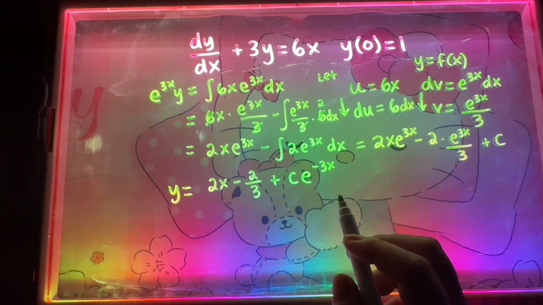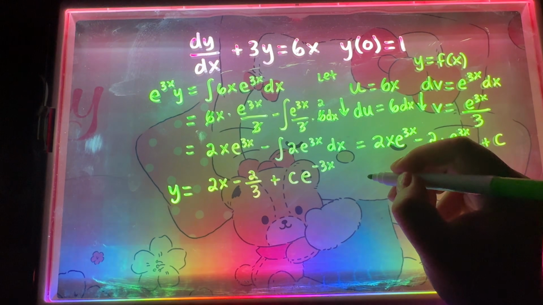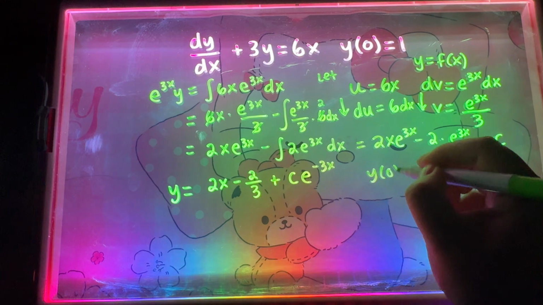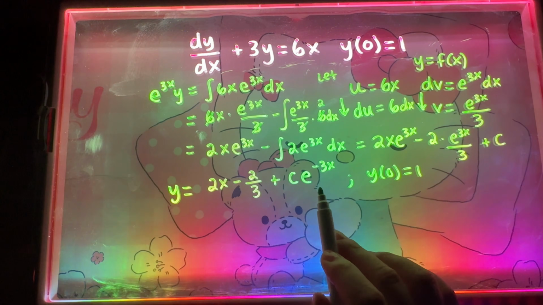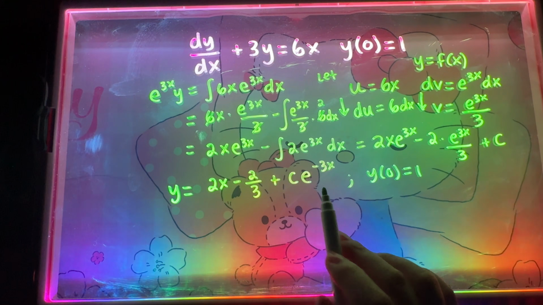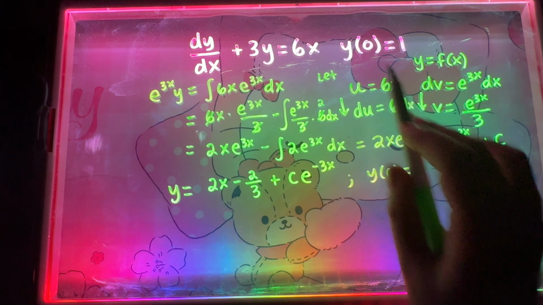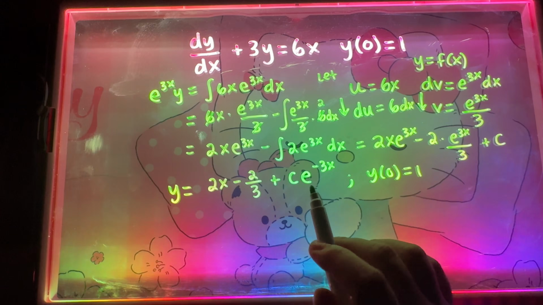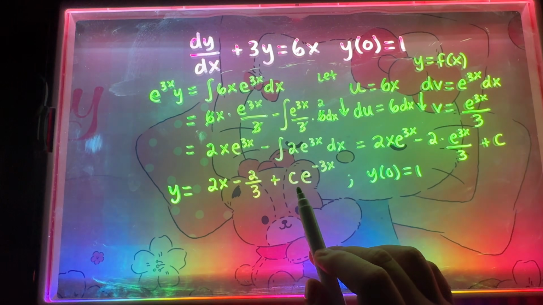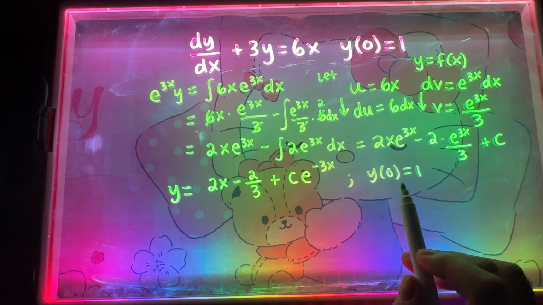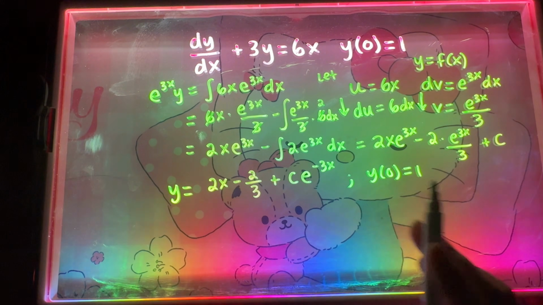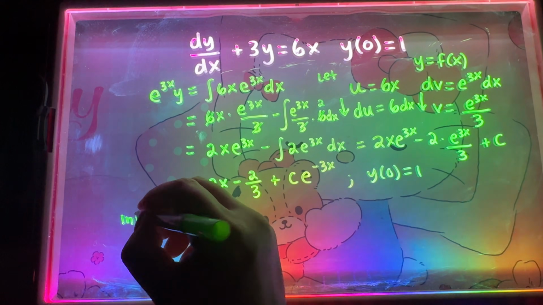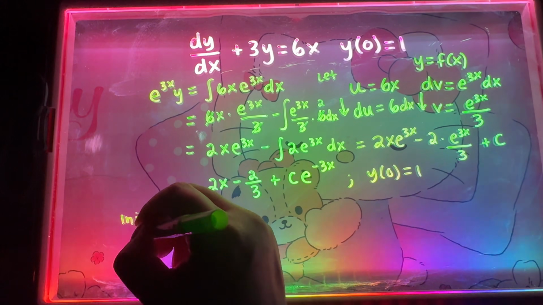And that's it. But now we're given that y of 0 equals 1. So in general, this would be our general form for our solution. But because we're given y of 0 equals 1 in our initial condition, we'll actually solve what this c is. So when x is 0, y is 1. So I'm going to go plug in this initial condition.